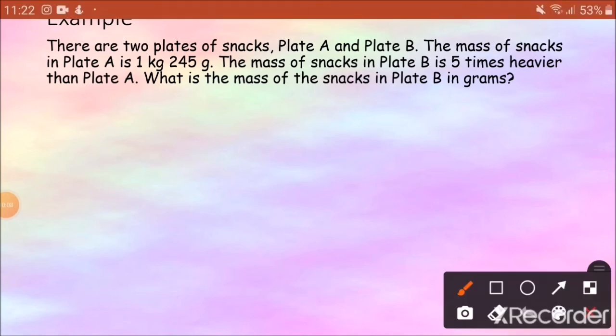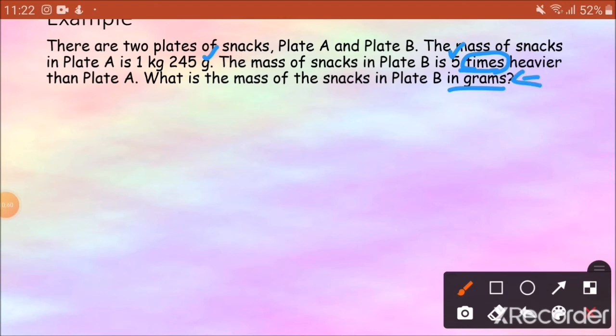Now let's look at the example before I leave you to do exercise. There are 2 plates of snacks, plate A and plate B. The mass of snacks in plate A is 1 kg and 245 grams. Wow, which is quite a lot. The mass of snacks in plate B is 5 times heavier than plate A. What is the mass of snacks in plate B in grams? The question seems so long, but just now I gave you the hints for the keywords for multiplication situations. So just now we have this word times, and then we have this number, and we have to write our answer in gram.